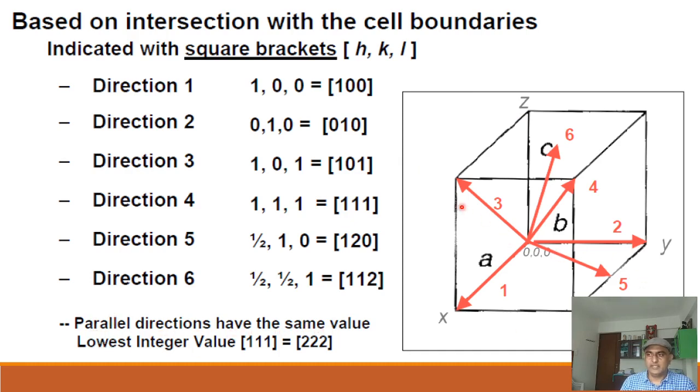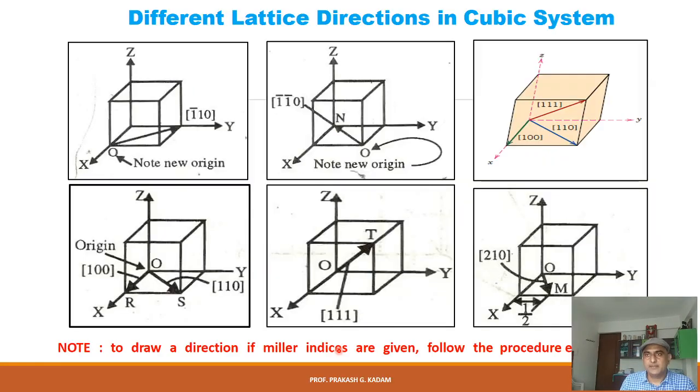Whatever lines are parallel to this line, suppose this is a 3 number direction, any line parallel to this, located anywhere in the space, will have the same indication, the same value. The lowest integer value is 111 and the highest is 222. Okay, these are some examples of different lattice directions in the cubic system.